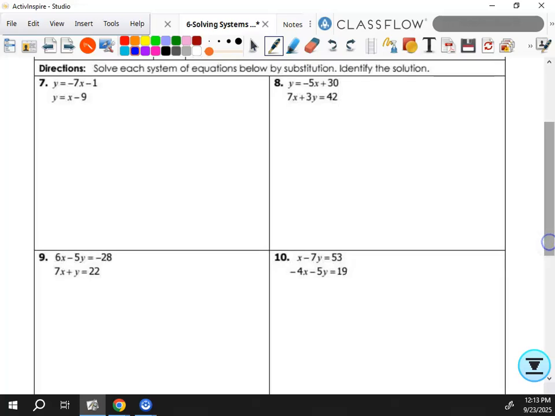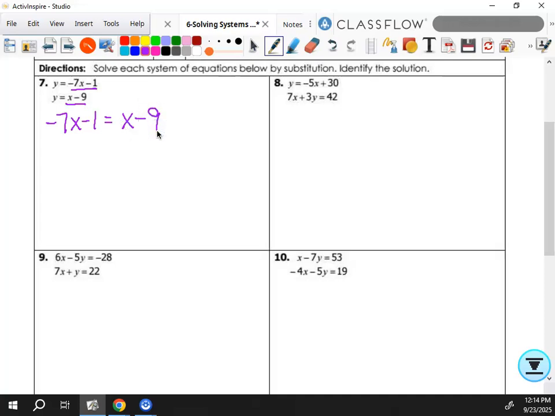When we look at number 7, do I have to actually solve something or is it good like it is? I mean, I have to obviously solve for X and Y, but before I do substitution, do I have to isolate a variable or am I good? I'm good, right? Because they are both set equal to Y. So that means that I can set these two pieces equal to each other. So negative 7x minus 1 equals x minus 9.